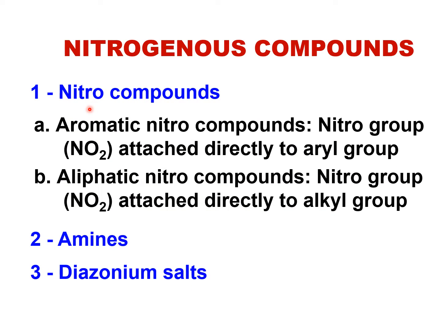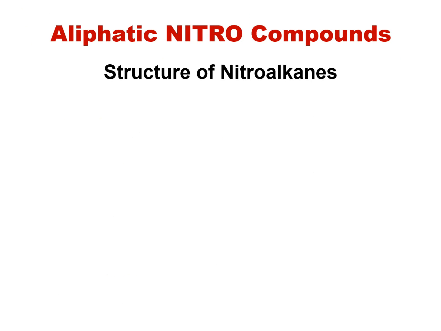So, as we said, we are studying the nitro group, whether aromatic nitro compounds or aliphatic nitro compounds. We're going to deal with the amines and finally the diazonium salts. So, let's start. In this video, we're going to deal only with the nitro compounds, whether aliphatic or aromatic. Next video, we're going to be discussing the amines, and in the last video, we will discuss the diazonium salts. Let's start with the nitro group as such, whether aliphatic or aromatic.